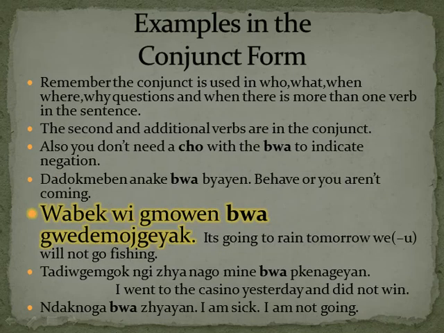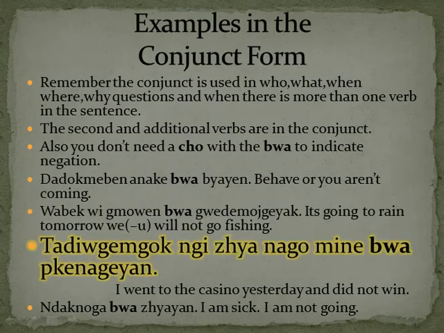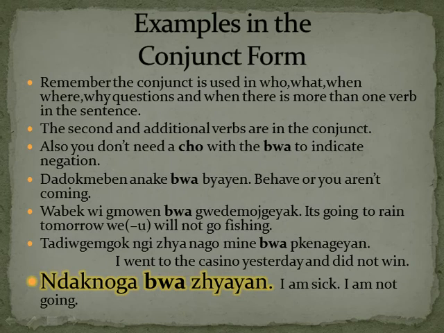Wabakwi gamoan bawa guademochkeyak. It's going to rain tomorrow. We aren't going to go fishing. Tadio gamgok nagijya nago mina bawa pagnagayan. I went to the casino yesterday and didn't win. Tadio gumgok casino negijia, I did go. Nago, yesterday. Mina, and. Bawa, the negation. Paknage, the verb to win. Yan, so I didn't win.